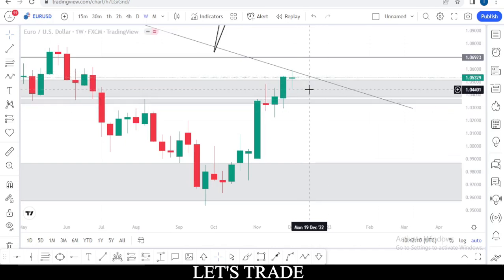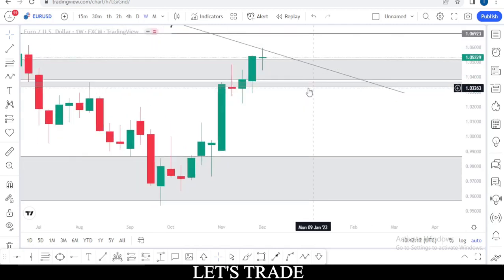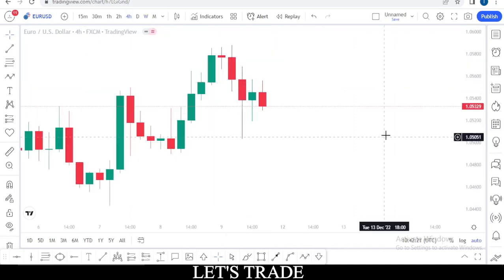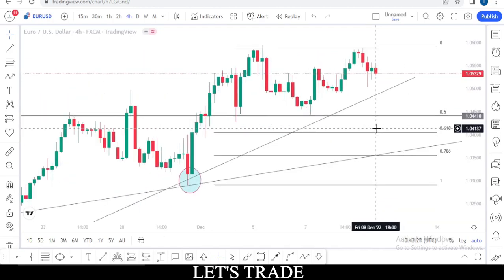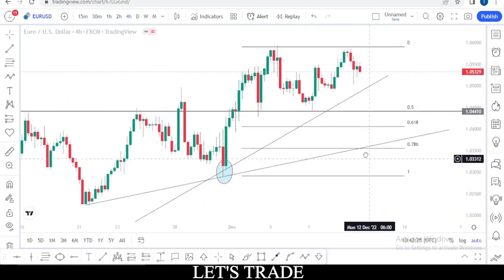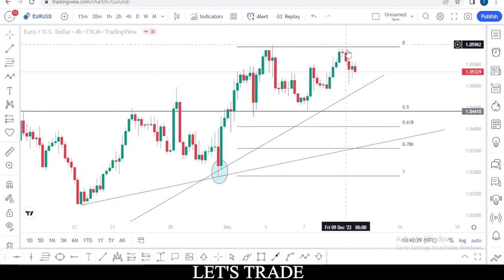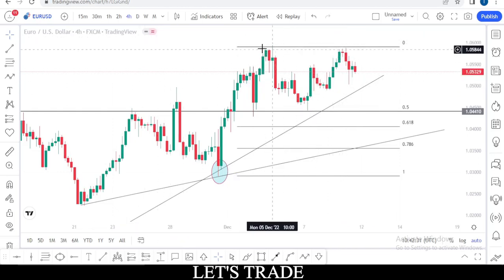All right, so next week, if we see the dollar index going bullish, then we should be shorting the euro dollar. All right, now where do we enter from? If price indeed is ready to fall, where will be our entry? Anyways, as you can see on the 4-hour time frame, we failed to create a new higher high. We failed to break above this high here.